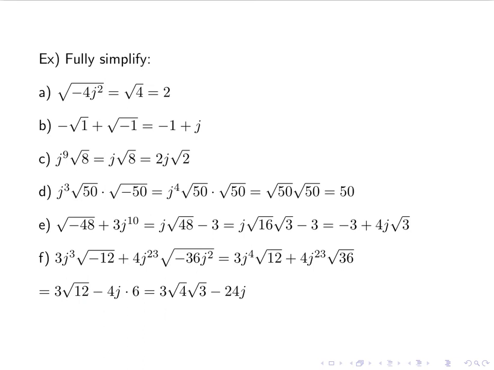And then lastly, I know what the square root of 4 is. It's 2, and then 3 times 2 will give me 6. So I have 6 root 3 minus 24j when it is all fully simplified. So some of it takes a little bit of work. You've got to do a couple of different steps, right? You want to look at the negatives inside the square roots. You've got to look at the powers of j. You've got to look at simplifying the radicals themselves also.